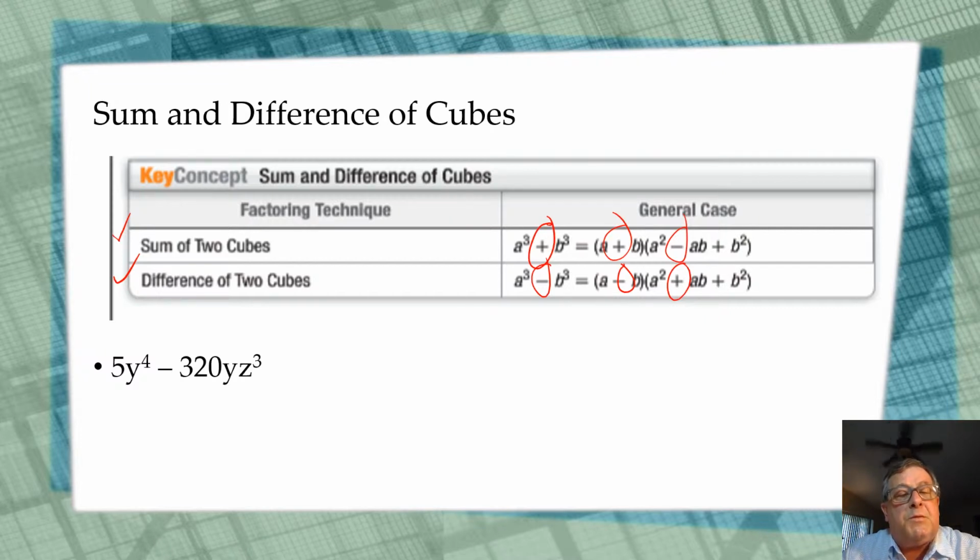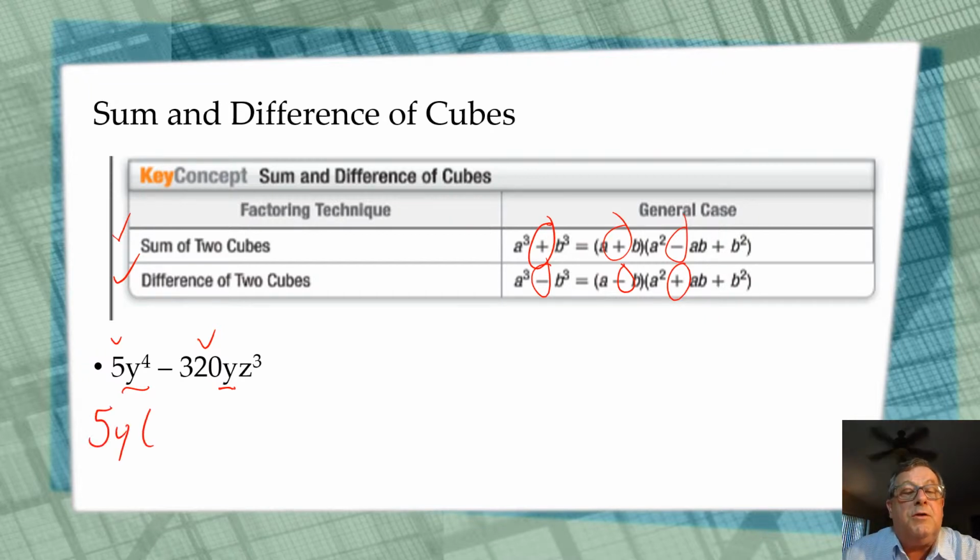So let's see if we can break this one down. I've got 5y to the fourth minus 320yz cubed. Now at first blush, this doesn't look like a difference of cubes. However, anytime I approach factoring a polynomial, I want to think about, can I factor out any common factors? Well, right here I've got a y to the fourth and I've got a y, so I could factor out a y, and that would leave me y cubed in this first term. I've also got a 5 and I've got negative 320. Negative 320 ends in 0, so I can definitely factor out a 5y.